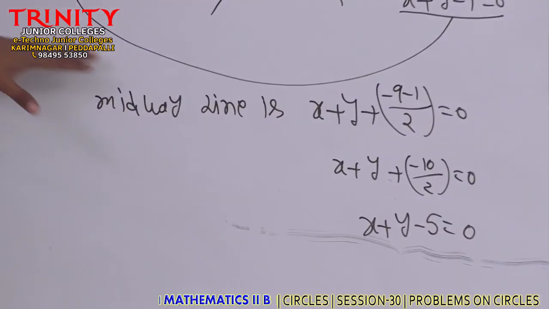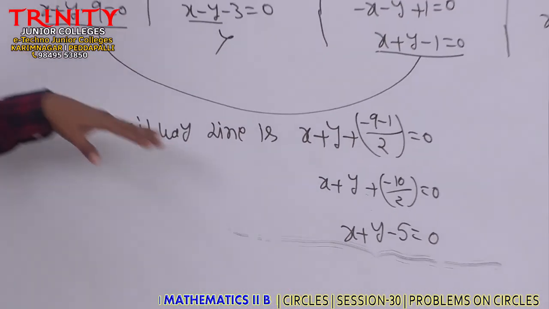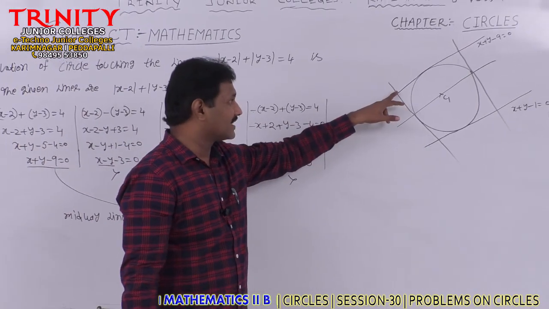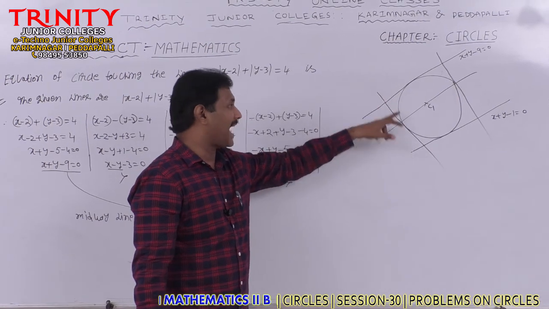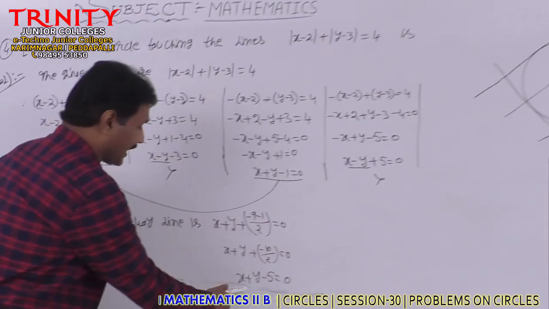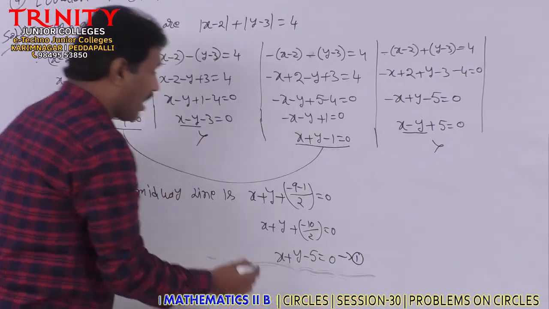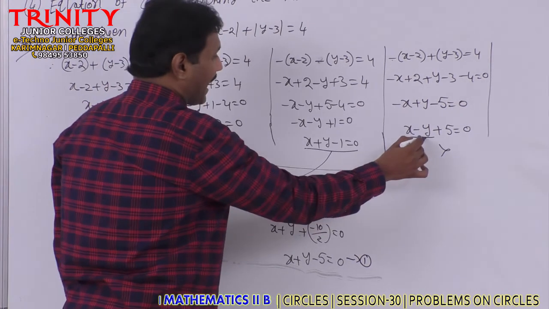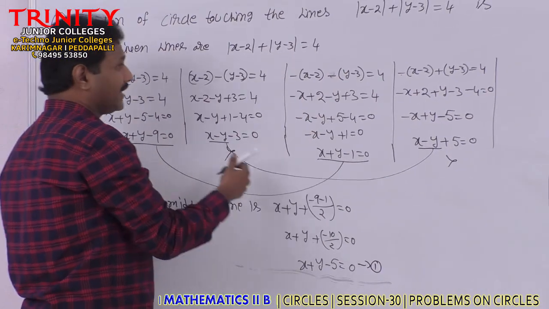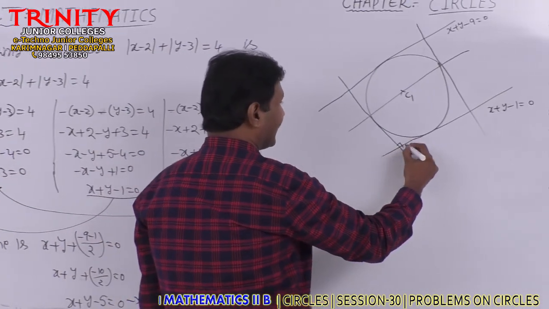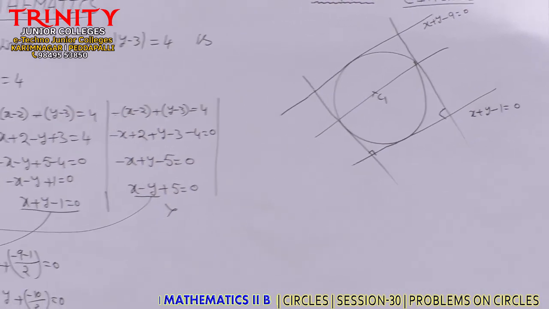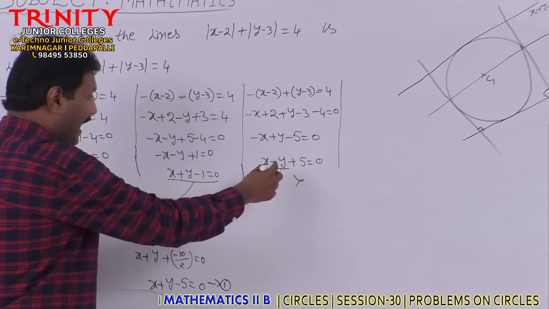The midway line of these 2 lines is, we know that 2 lines are parallel. These are parallel tangents to the circle. The midway of these 2 parallel lines passes through the center of the circle. Therefore, this line passes through the center of the circle and these 2 lines are parallel tangents. And also these 2 are perpendicular, because it is x plus y, it is x minus y. These 2 lines are parallel tangents.